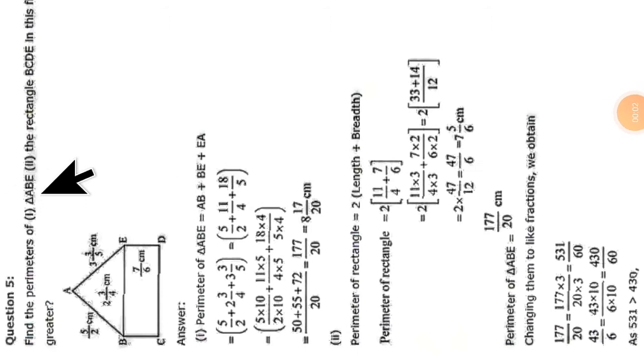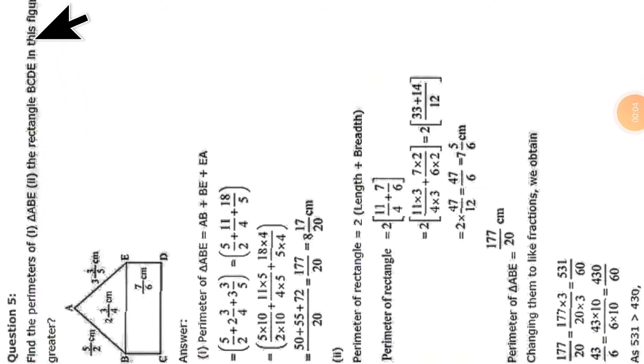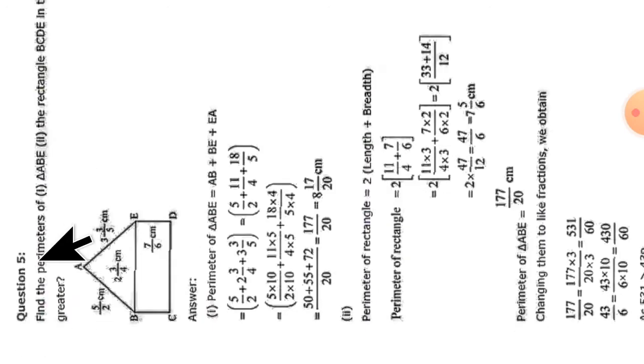Question number 5. Find the perimeter of triangle ABE and rectangle BCDE in the figure. Whose perimeter is greater? So here two figures are given. This is triangle and this is rectangle, and the sides are given. The perimeter of triangle ABE equal to, we have to find the sum of measures of the sides. So AB plus BE plus EA equal to 5 upon 2 plus 2 integer 3 upon 4 plus 3 integer 3 upon 5. These three sides are given.